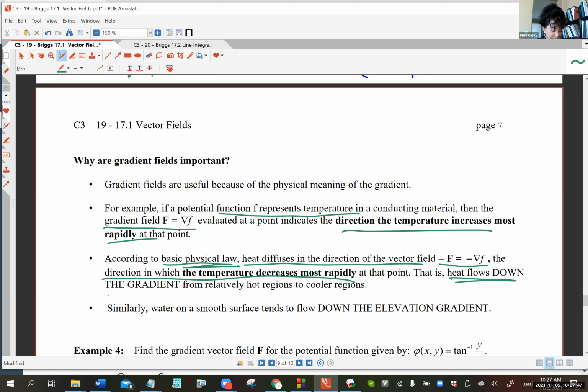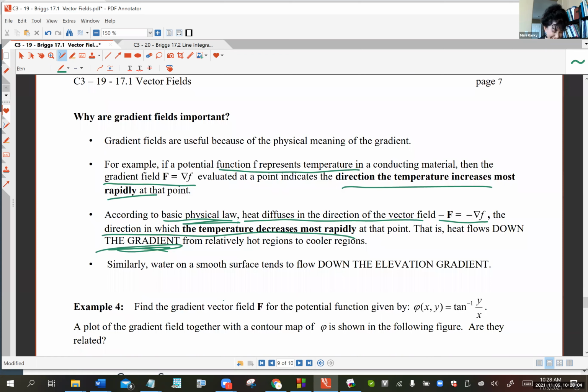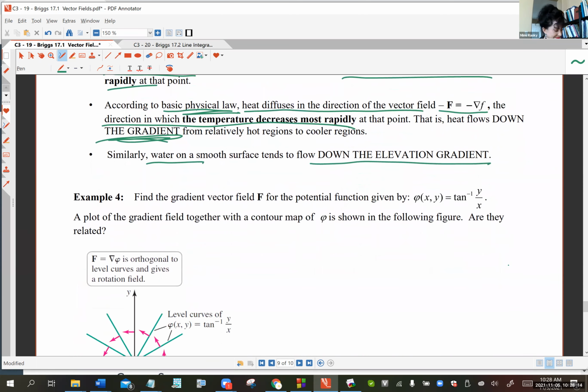And you might even hear this phrase, heat flows down the gradient from relatively hot regions to cool regions. That's how heat operates. It likes to get colder. And similarly, water on a smooth surface tends to flow down the elevation gradient, because of gravity, you know.